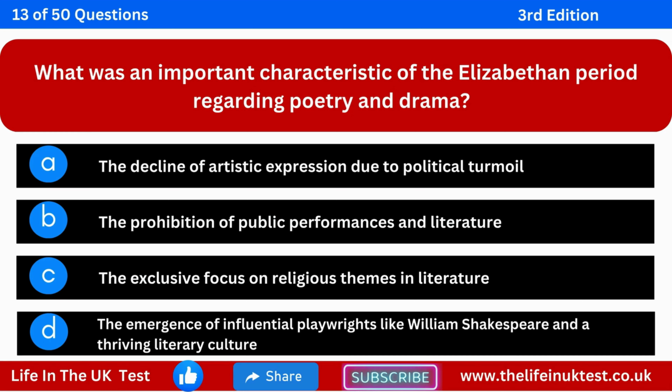What was an important characteristic of the Elizabethan period regarding poetry and drama? Option A, the decline of artistic expression due to political turmoil. Option B, the prohibition of public performances and literature. Option C, the exclusive focus on religious themes in literature. Option D, the emergence of influential playwrights like William Shakespeare and a thriving literary culture.